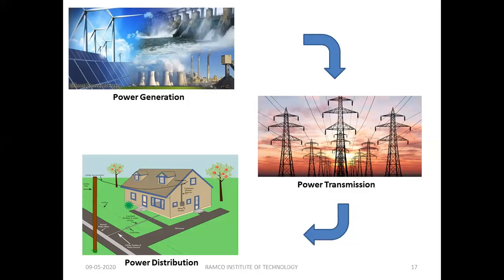That power we need to transmit to the load center. Load center in the sense, we are the load center, where the consumers are. Some industries are one kind of load. Then our home appliances are one set of load. Then electric traction is another kind of load, right? Then our lighting everywhere is a load. So we need to transmit that power, and for that purpose we use an infrastructure called power transmission.